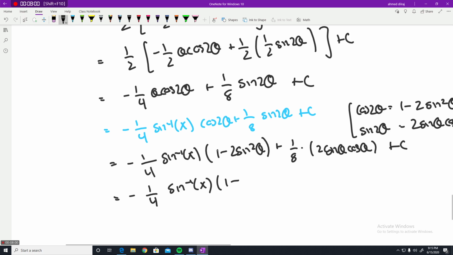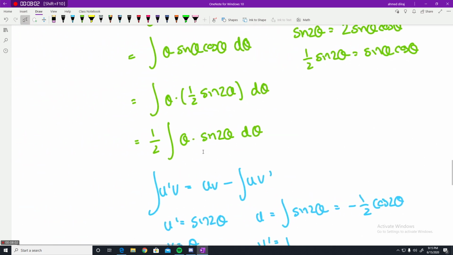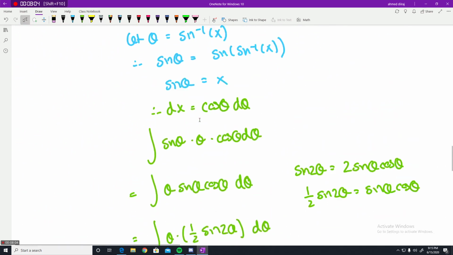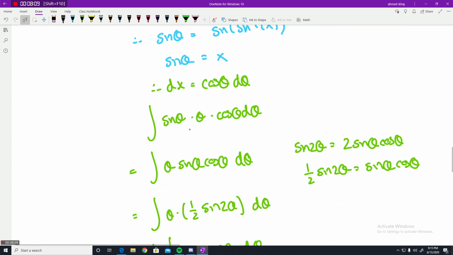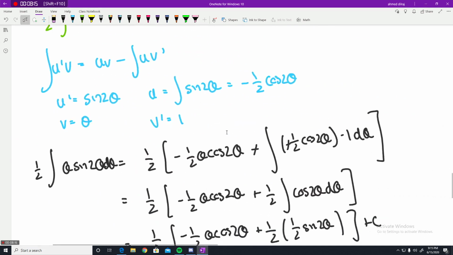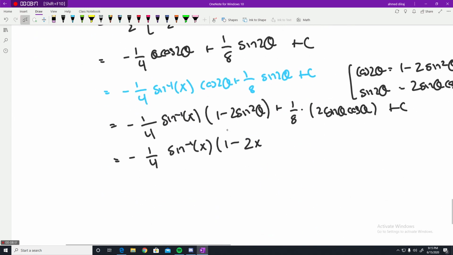Now, sine squared theta. Well, if we said that x is equal to sine theta, then x squared, by squaring both sides, is sine squared theta, right? So we can just change sine squared theta for x squared. So it's minus 2x squared plus 1/8, and the 2 and the 1/8 cancel to 1/4. And then we know sine theta is x. And now what is cos theta?